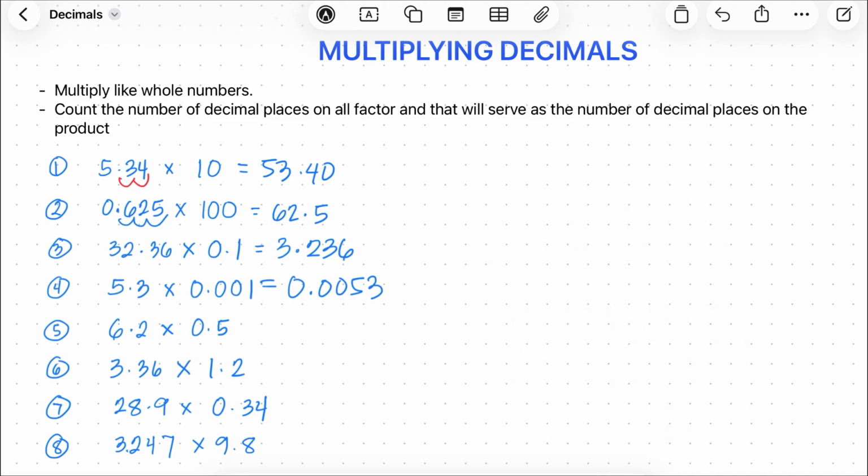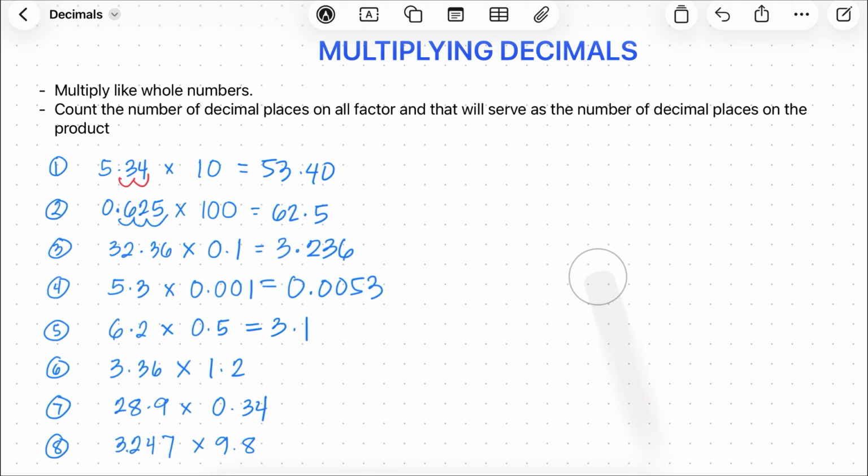Next one, we have 6.2 times 0.5. Again, just read it like whole numbers. So 62 times 5. You will just multiply this one, and this one is 310. How many decimal places? 1 and 2. So there you go. It's 3.1 or just 3.10.